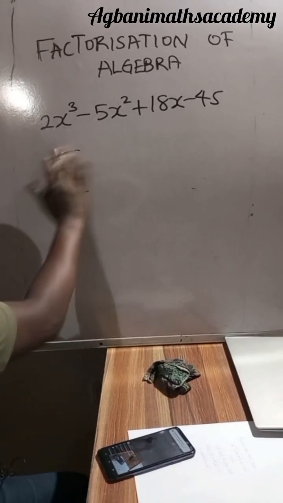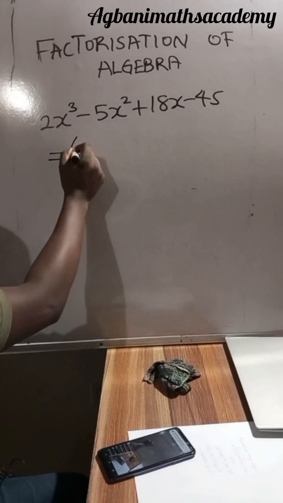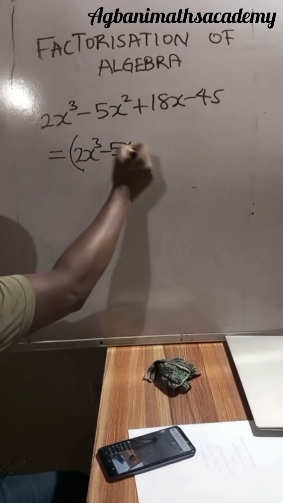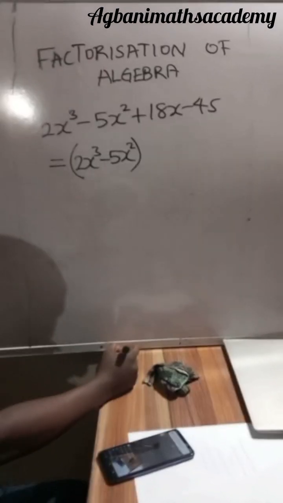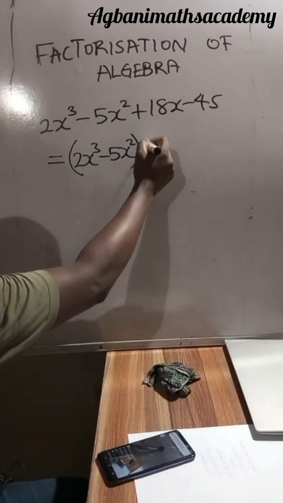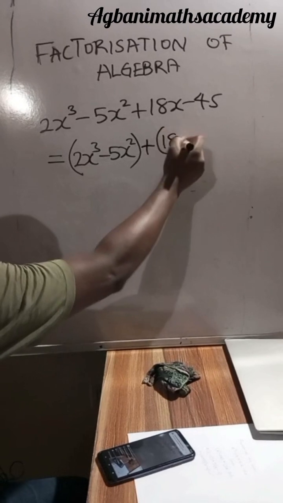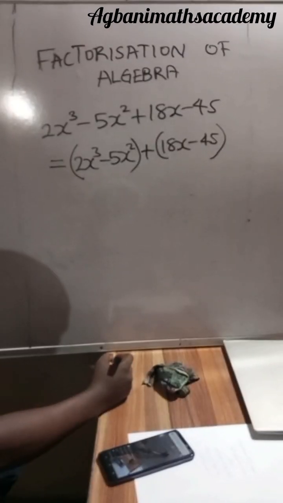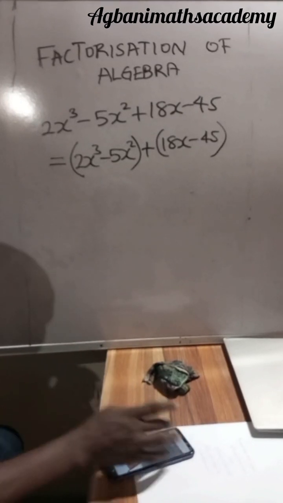Okay? So let's put each one in their group. The first group contains 2x raised to power 3 minus 5x raised to power 2. That's our first group. The second group is 18x minus 45. That's the second group. So now we can factorize each group separately.